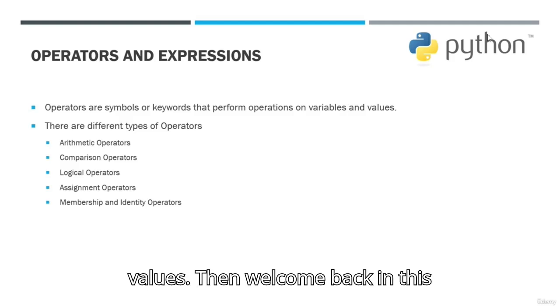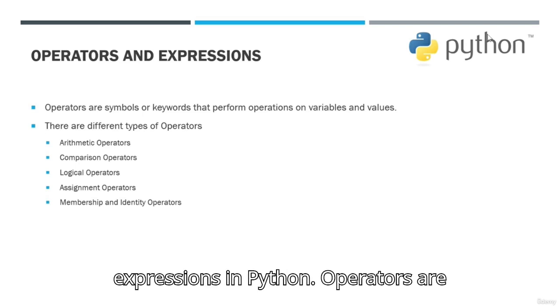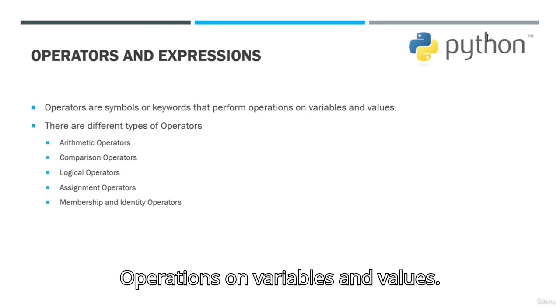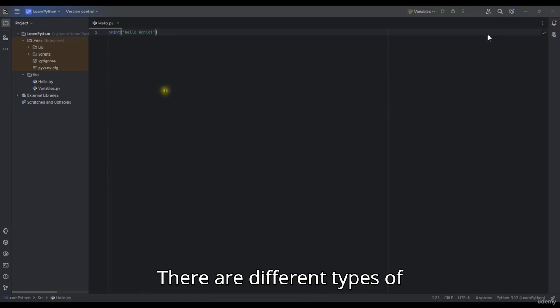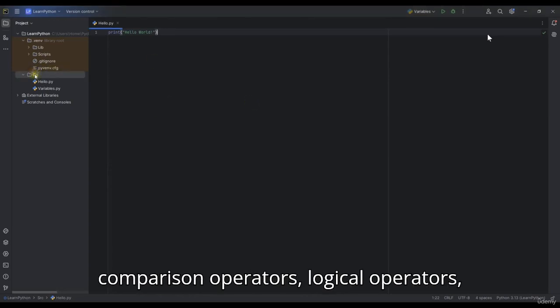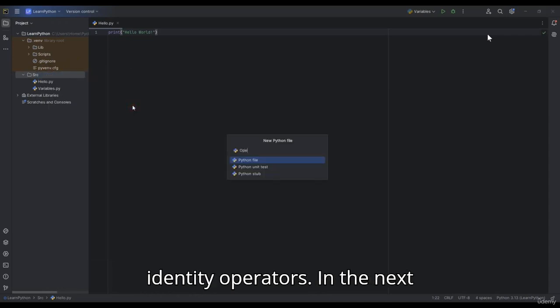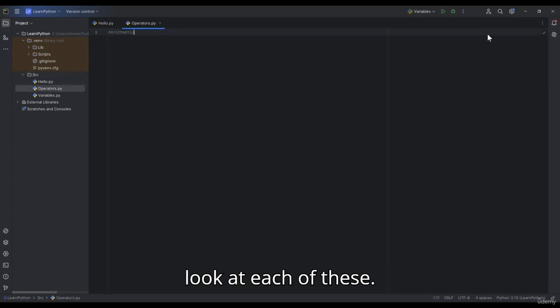Welcome back to this session. We'll explore operators and expressions in Python. Operators are symbols or keywords that perform operations on variables and values. There are different types of operators: arithmetic operators, comparison operators, logical operators, assignment operators, membership and identity operators. In the next section, we'll take a close look at each of these.